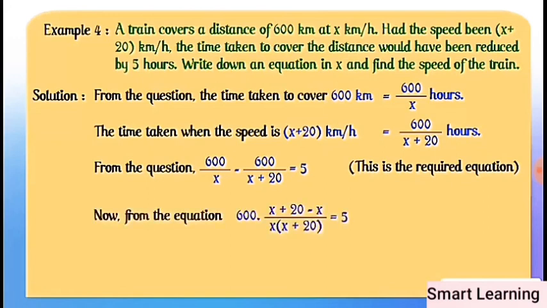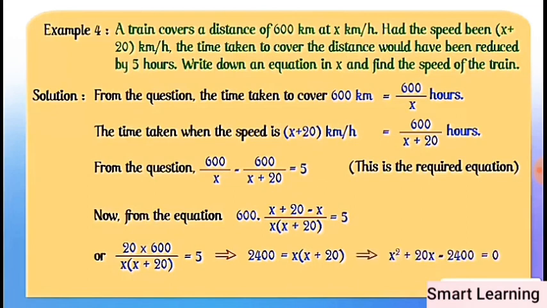Now, from the equation, 600 into x plus 20 minus x divided by x into x plus 20 is equal to 5. Or 20 into 600 divided by x into x plus 20 is equal to 5. This implies 2400 is equal to x into x plus 20. This implies x square plus 20x minus 2400 is equal to 0.